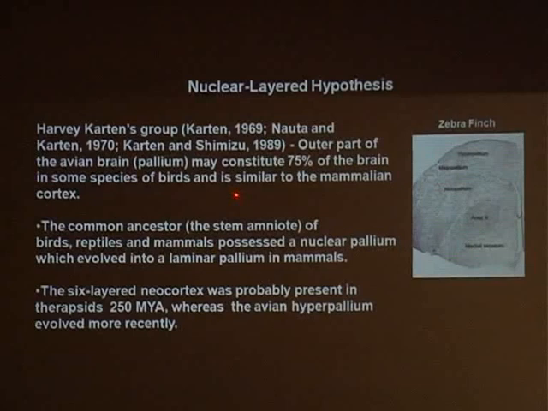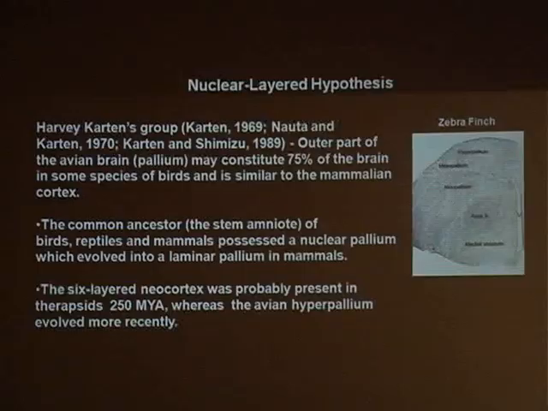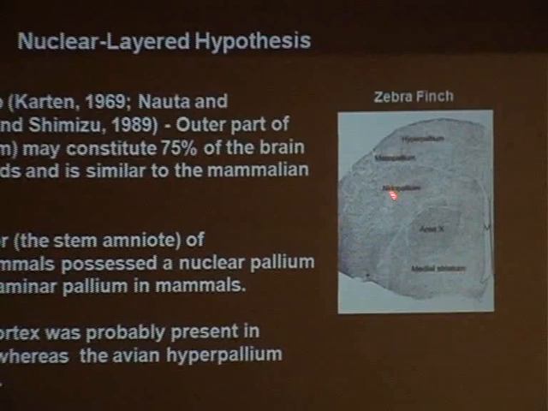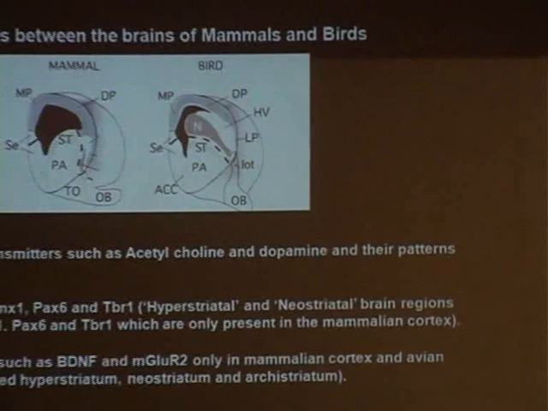So the common ancestor, that is the stem amniote of birds, reptiles, and mammals, possessed this nuclear pallium, which evolved into a laminar pallium in mammals. And the six-layered neocortex was probably present in therapsids 25 million years ago, whereas the hyperpallium evolved more recently. So birds, again, the brain has also evolved more recently. Now, after this, there was a change in all of these names, all these areas which were called hyperstriatum, mesostriatum, neostriatum, became nidopallium, mesopallium, hyperpallium, etc., to reflect this change in the idea that this was actually cortex in birds.